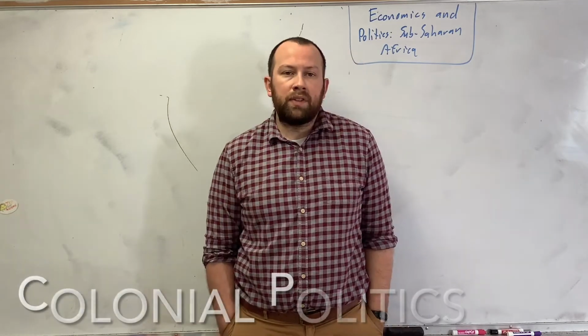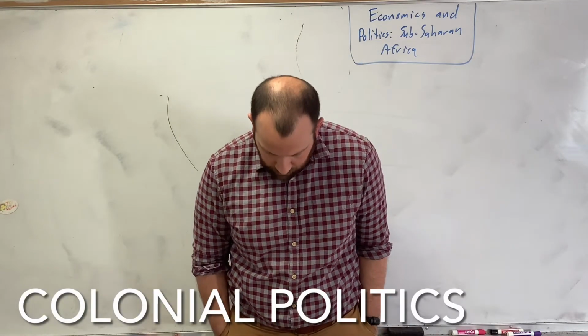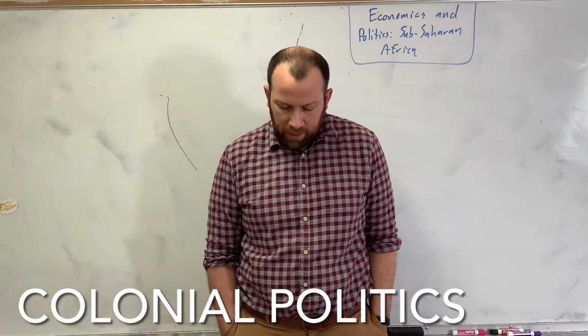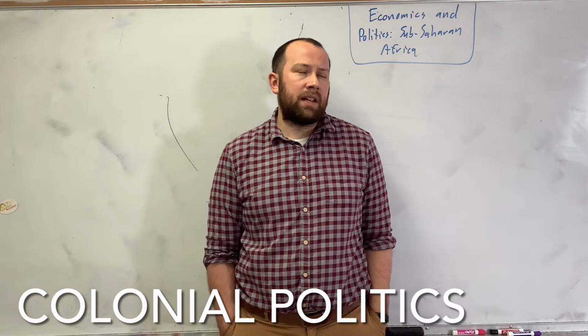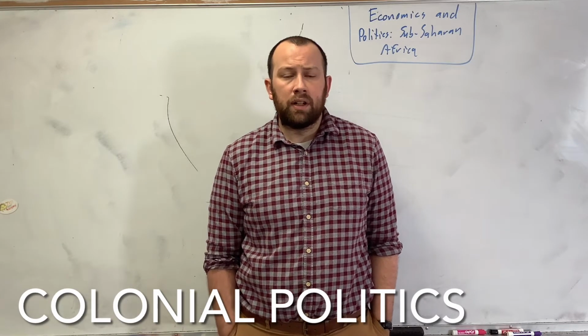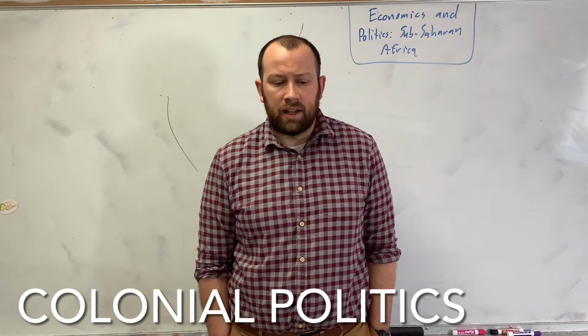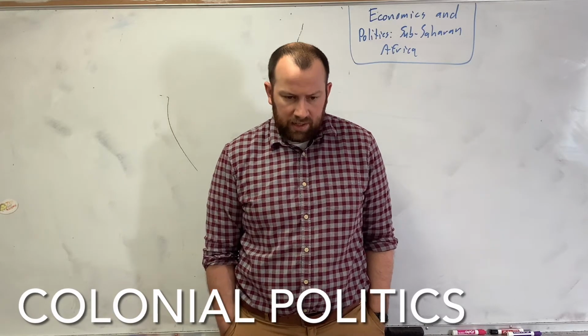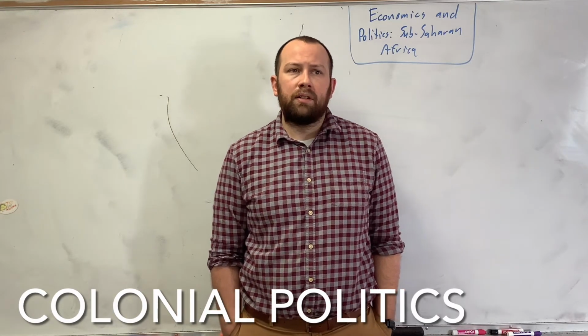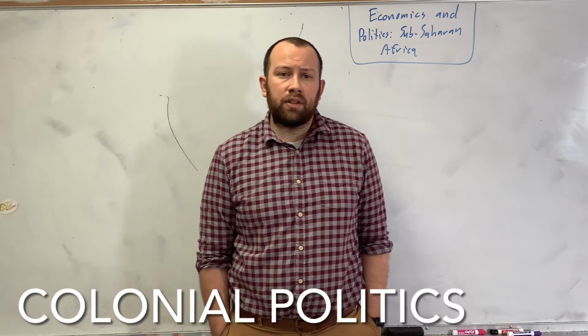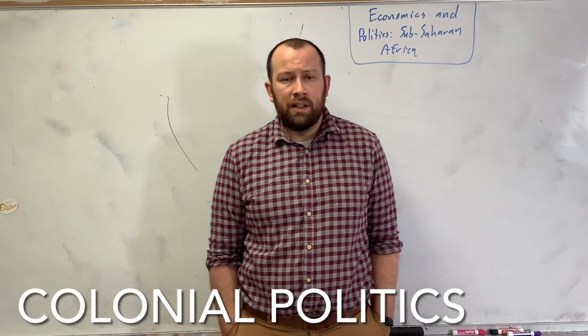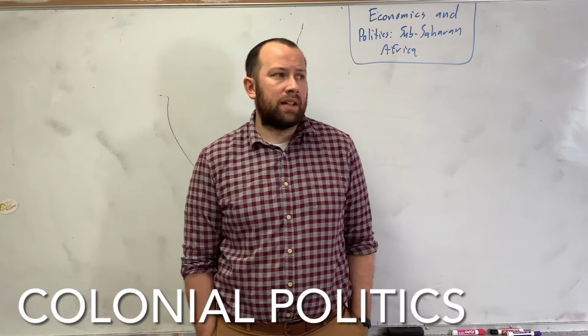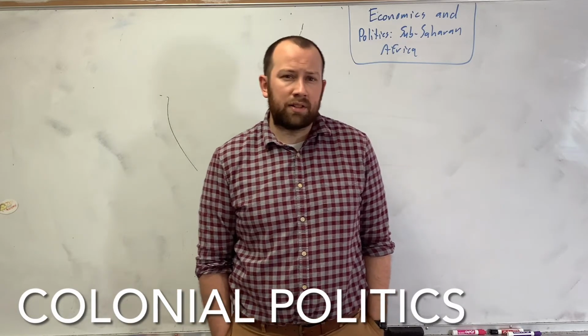All right, then we move into Sub-Saharan Africa colonial politics. So the Europeans, when they came in, they had two ways of basically taking over. One was divide and conquer. With divide and conquer, they put the tribes against each other, or the ethnic groups against each other, and they fought, and they basically just kind of came in and took over that way.